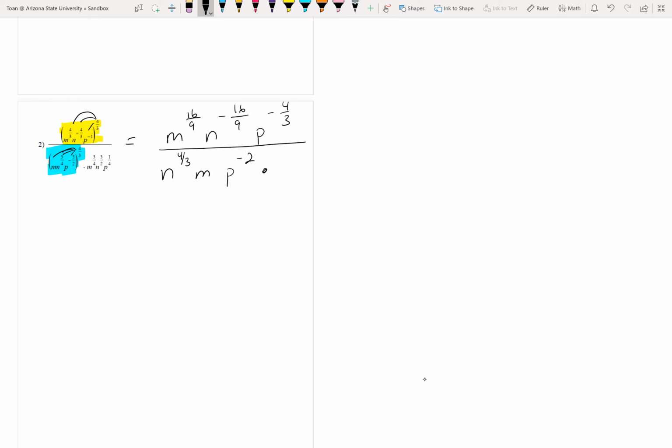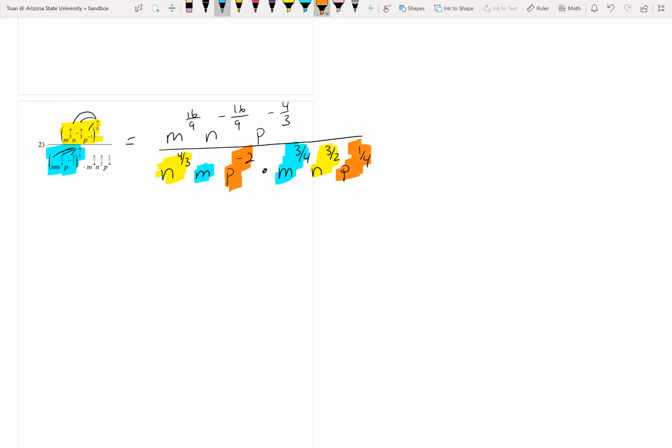And then bring down the m to the 3/4, n to the 3/2, p to the 1/4. Next, what I'm going to do is clean up the denominator because there's a whole bunch of terms multiplying each other. So again, you only do the variables that match. So the n's with the n's, the m's with the m's, and the p's with the p's.